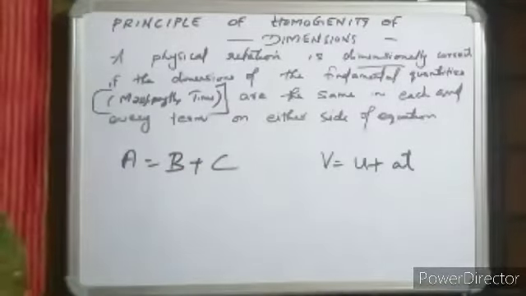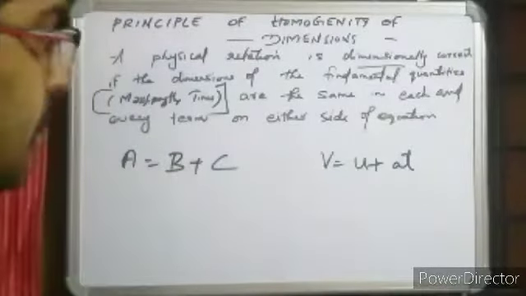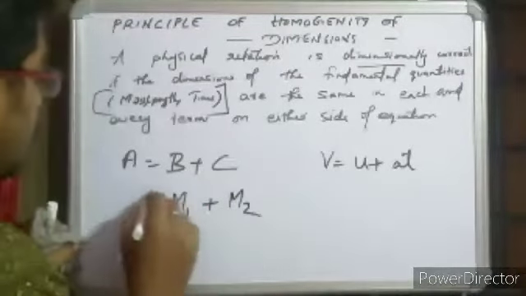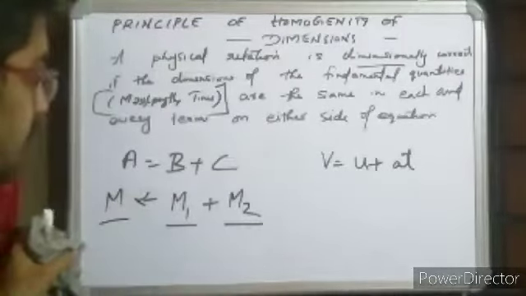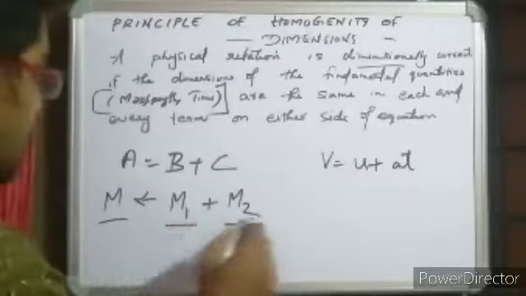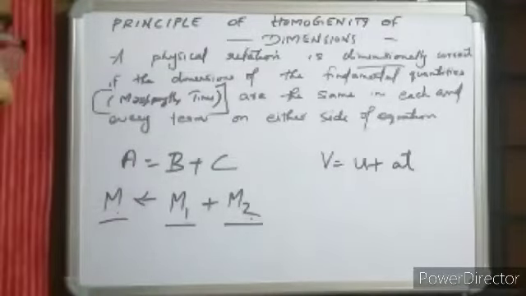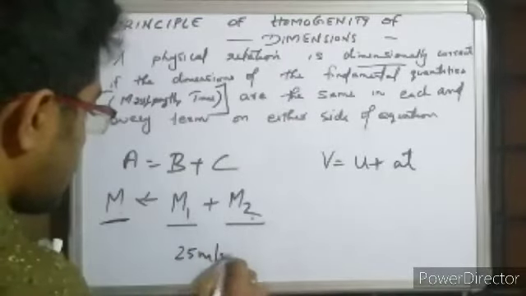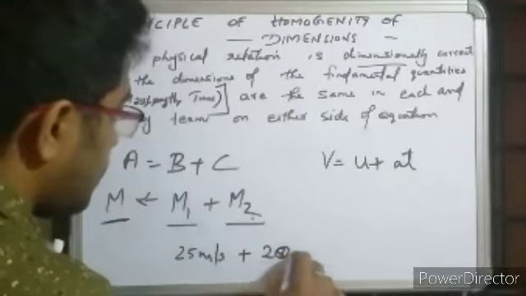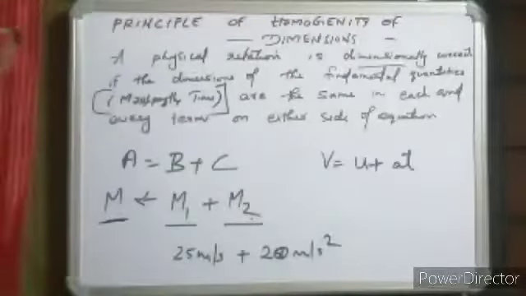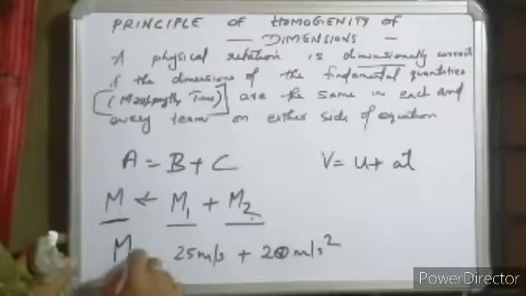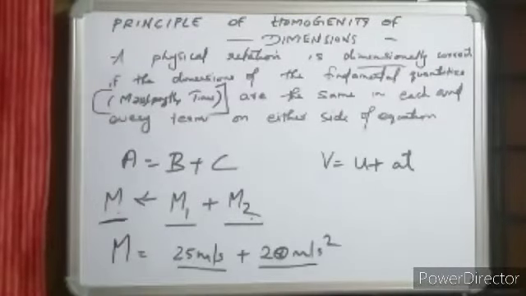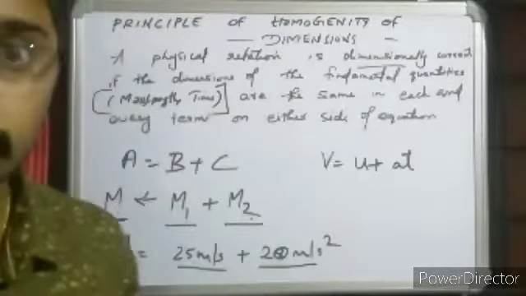If I take an equation, A is equal to B plus C, think that B is your mass M1 and C is your mass M2. You will add these two masses to get the total mass M. But if I say this mass is moving with a velocity 25 meter per second and acceleration 20 meter per second square, will you take the total mass as equal to the addition of acceleration and velocity? No, you can't take it like that because that is not logical.